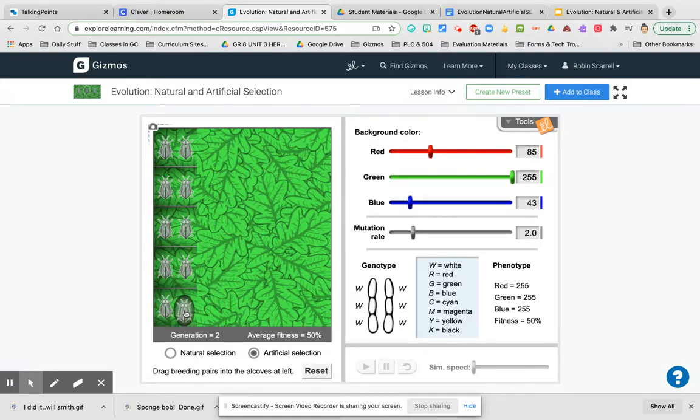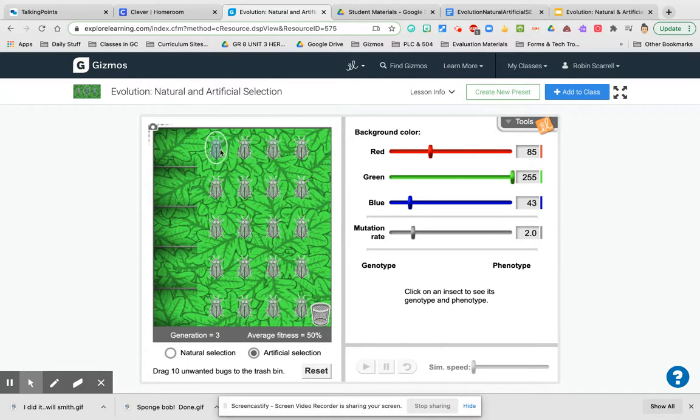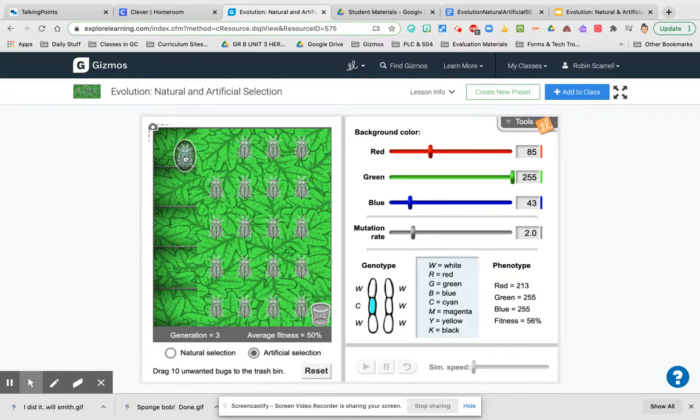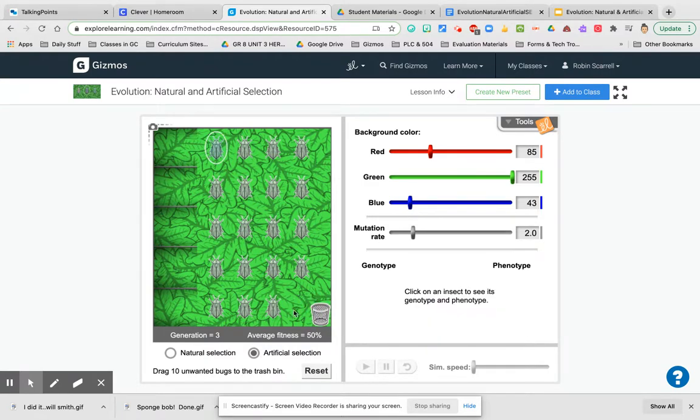Who knows how many generations it's going to take? All right, we got to do the same thing. So now we only have 1 mutated. Ha, there's a cyan. You know I want to keep that one, right? So we got to get rid of 10, though. We can only have 10 left.